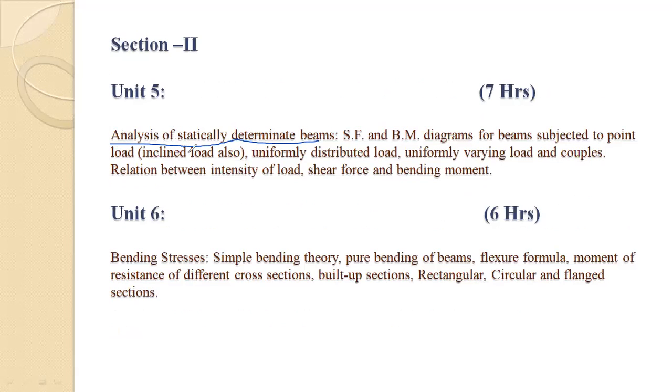So we have to analyze a beam, but which type of beam? Statically determinate beam. There are two types, statically determinate and statically indeterminate. When the number of unknown reactions is equal to the number of equilibrium equations, then the beam is called statically determinate. And if not equal, then it is called an indeterminate beam. Just remember this, we will study it in detail in unit number 5.